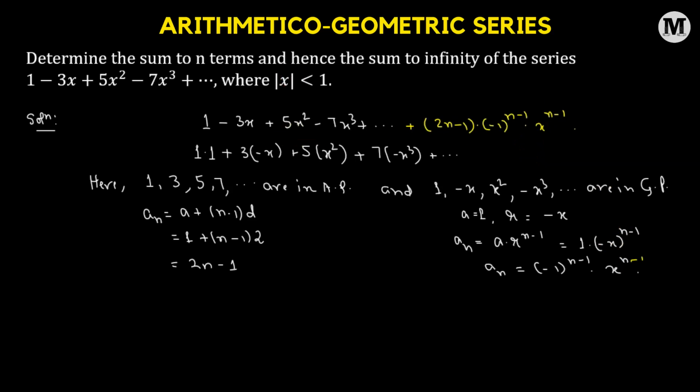We can verify that. So let's use a value. Let's say we try to find the fourth term of the series. If we substitute n equals 4 in the nth term, then a4 equals 2 times 4, so that's 8, minus 1, multiplied by negative 1 raised to the power of 4 minus 1, that's 3, multiplied by x raised to the power of 4 minus 1, so that's 3. That gives us negative 7x cubed. We see that's exactly the same as the fourth term of the series, which means we have obtained the nth term of the given series.